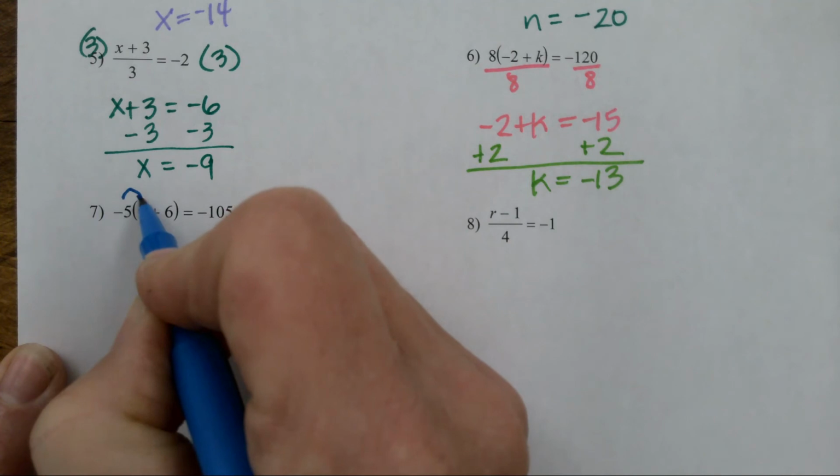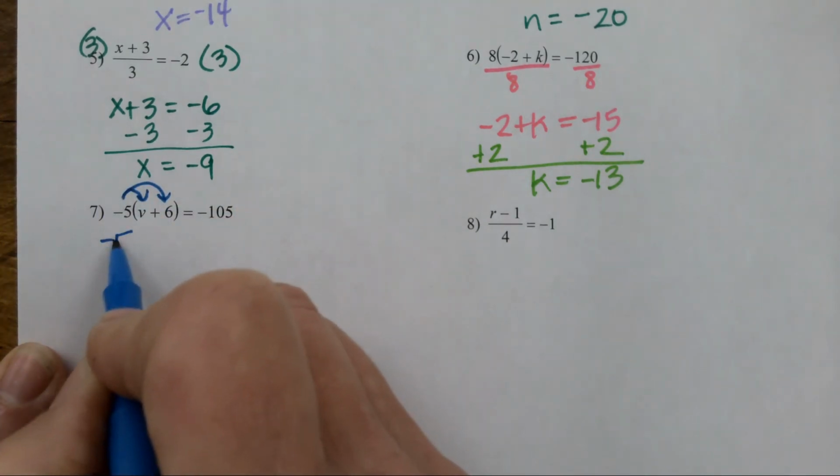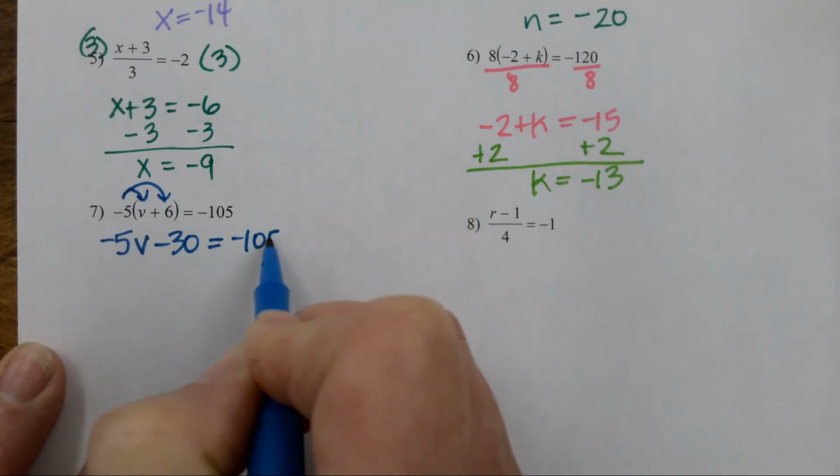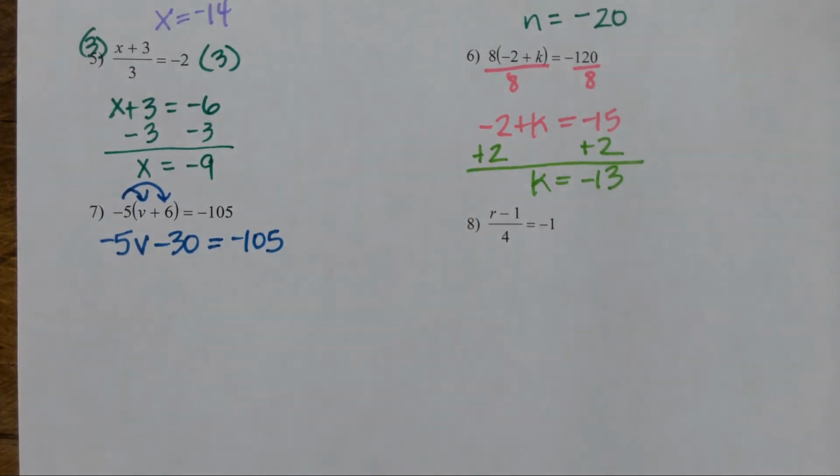So we distribute that -5 through. -5v minus 30 equals -105. And then I can solve. Some people don't like to do the distributing first just because it's an extra step. So I had to multiply through and then I solved 2 steps. But some people prefer it because then you can be consistent all the time, and it's totally personal.